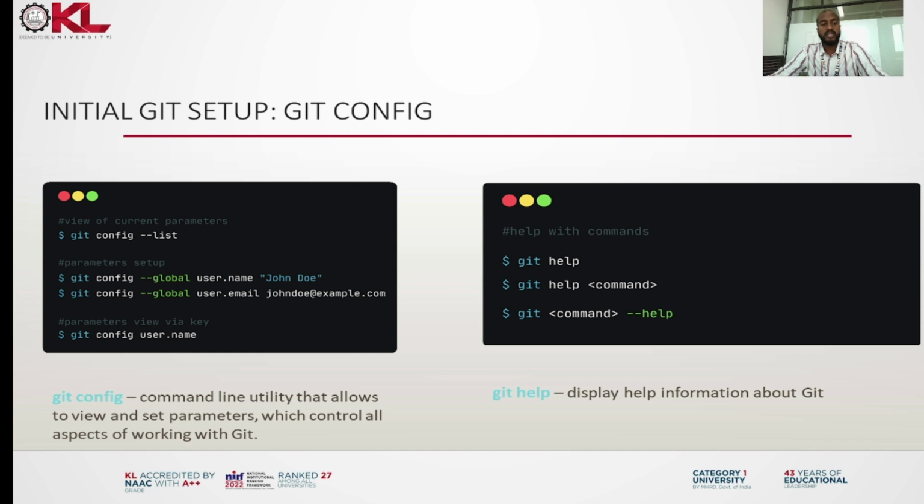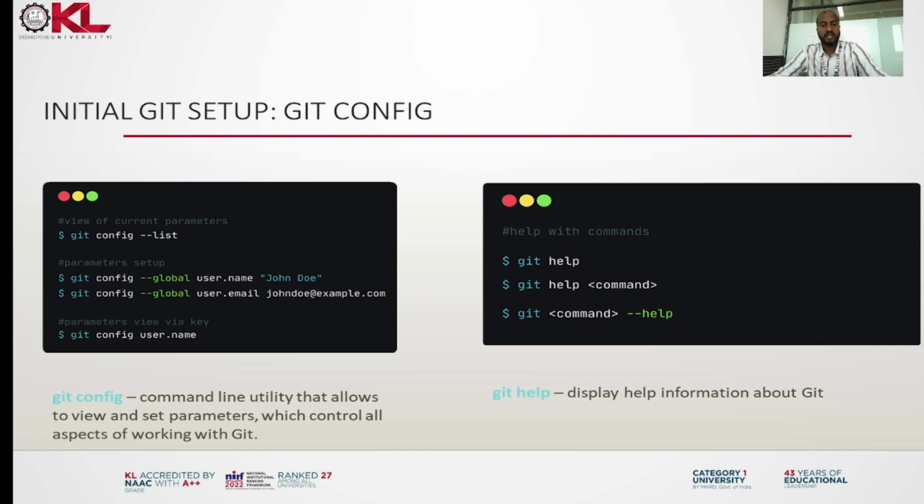After you install that, then in the command prompt only, you must execute these commands: git config --global user.name and user.email. If you need any information related to Git, then I'm using a command, which is help. Help is the command which gives you the information depending on your requirement.